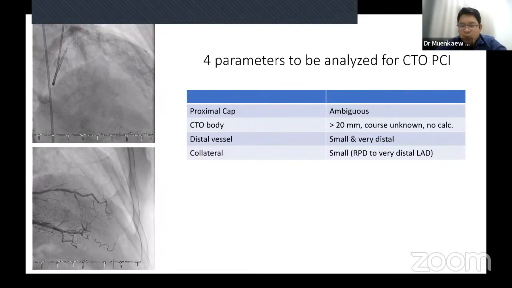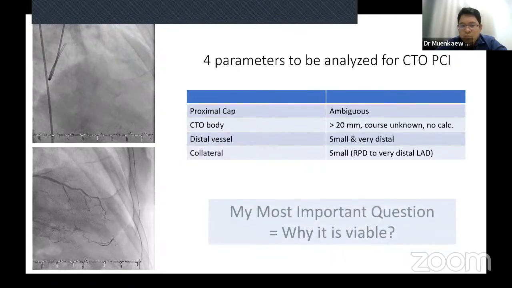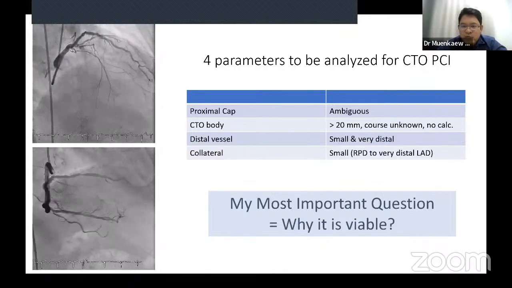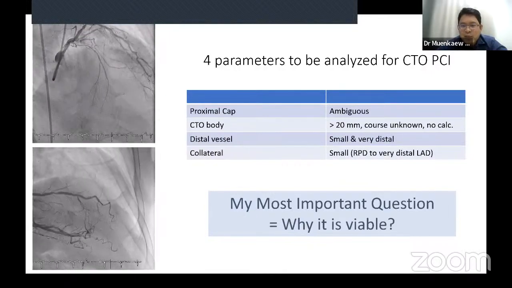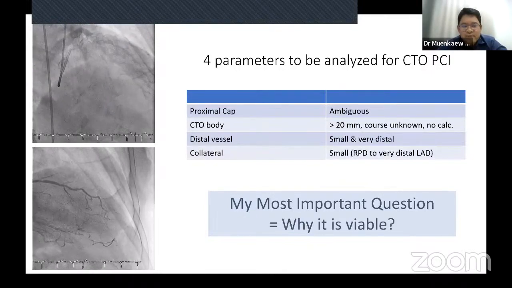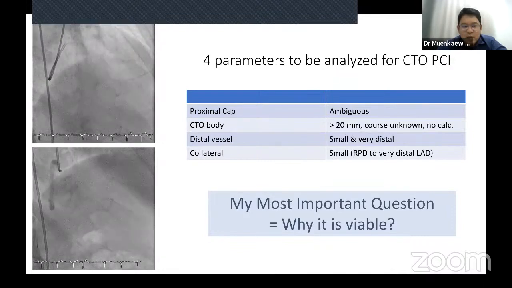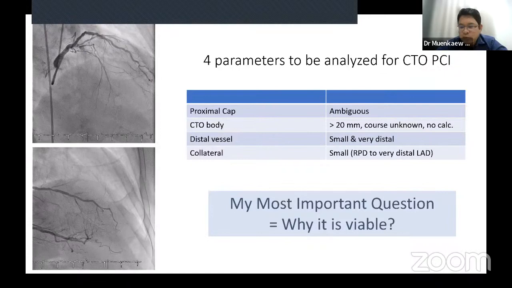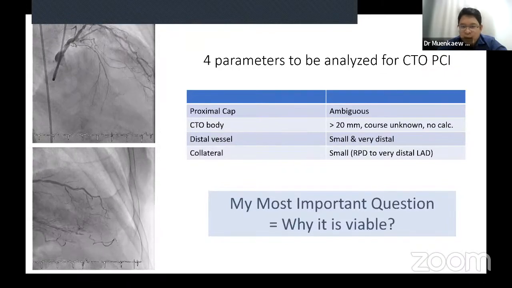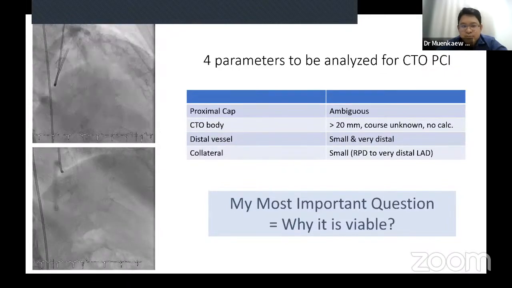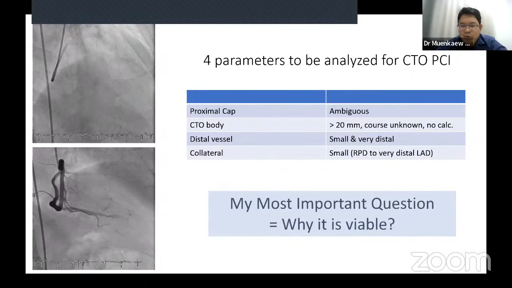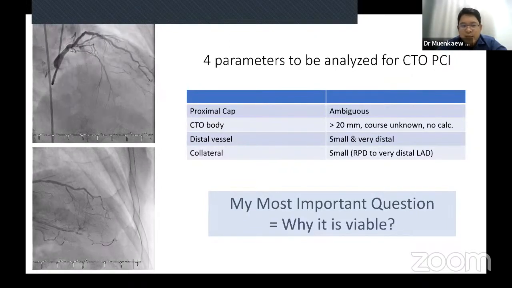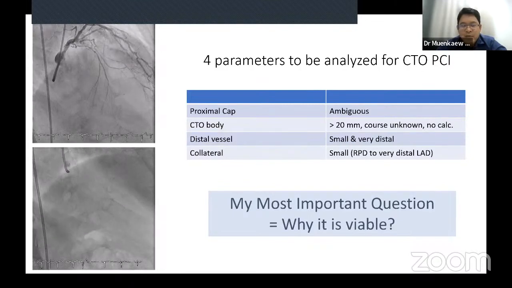At that time, one thing came into my mind. The most important question for me is why it is viable. Because of the poor collateral supply, it cannot be viable, in my thinking. So I suppose that maybe there is other collateral supply to the LAD that makes it viable.